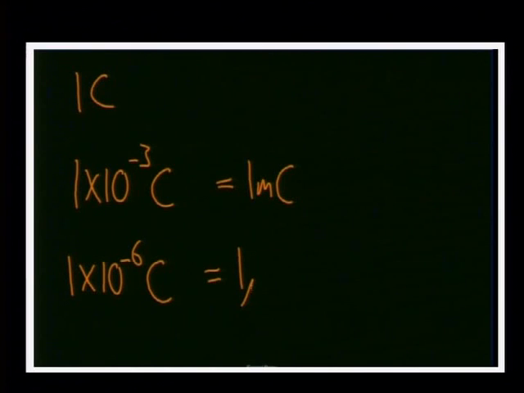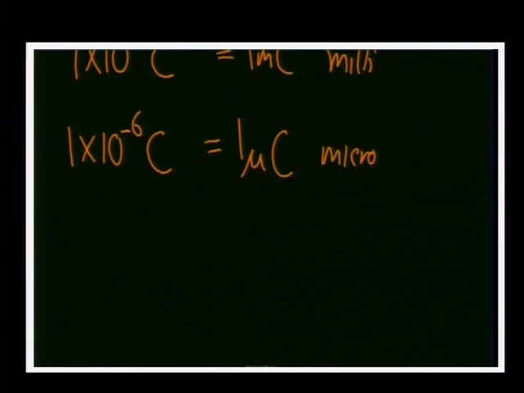It's quite common for us to get this type of coulomb. It's 1,000,000th of a coulomb. It's still quite a large charge. We write it as 1 microcoulomb. So this is micro, and this was milli. Okay? And we can go even smaller.